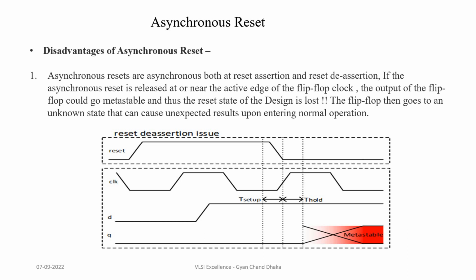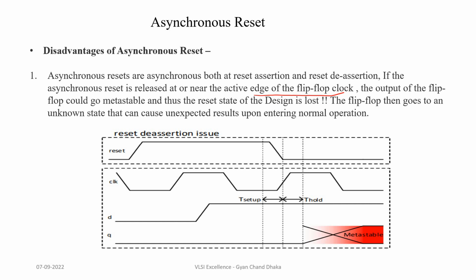So asynchronous resets are basically asynchronous both at reset assertion and reset de-assertion. So the assertion can happen at any time and de-assertion can also happen at any time, unlike synchronous reset, where assertion and de-assertion can happen only at the active clock edge. So consider the asynchronous reset being released at or near the active edge of the flip-flop clock signal.